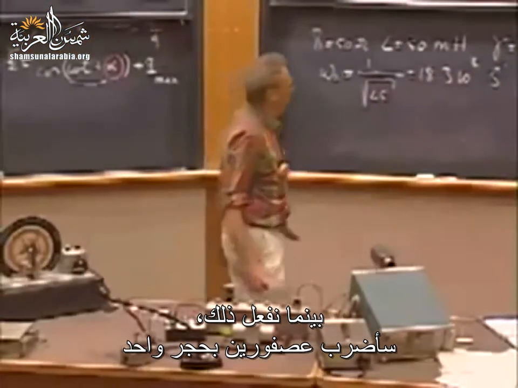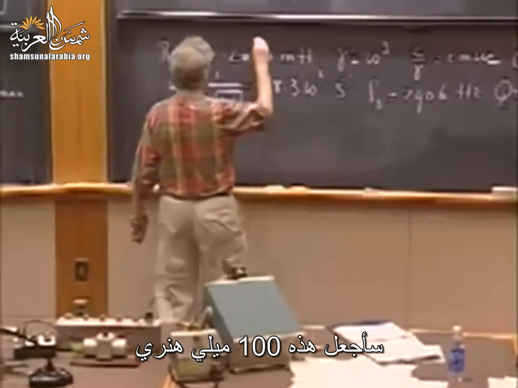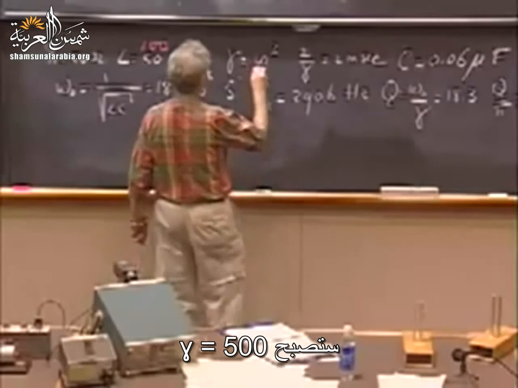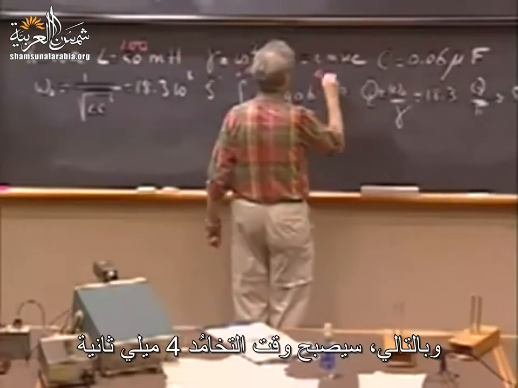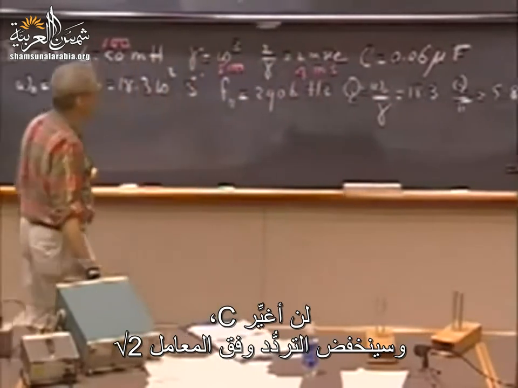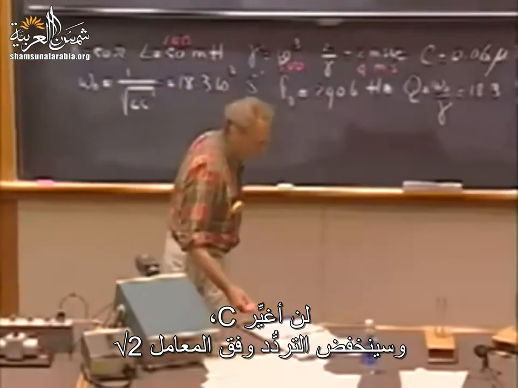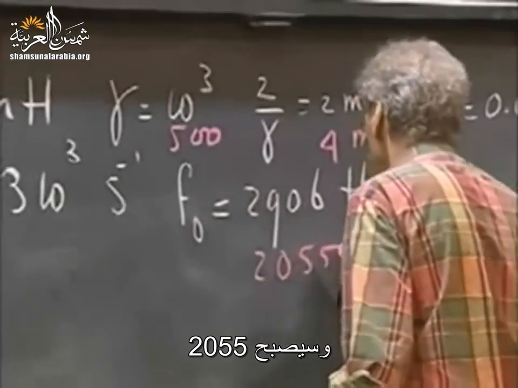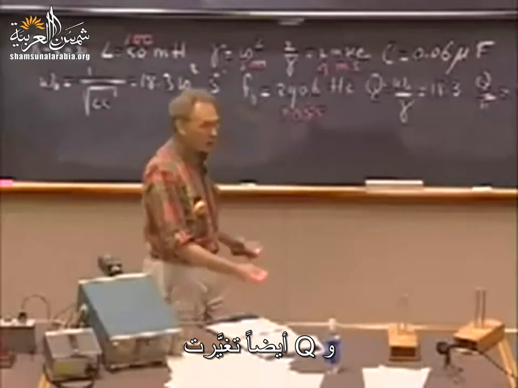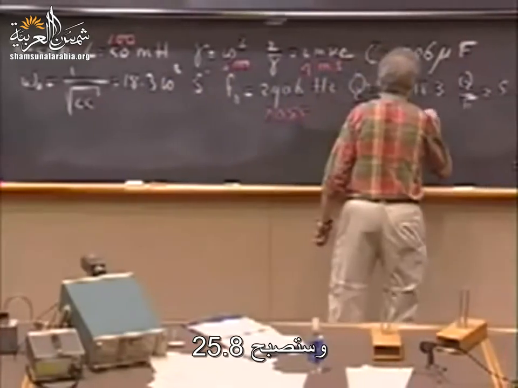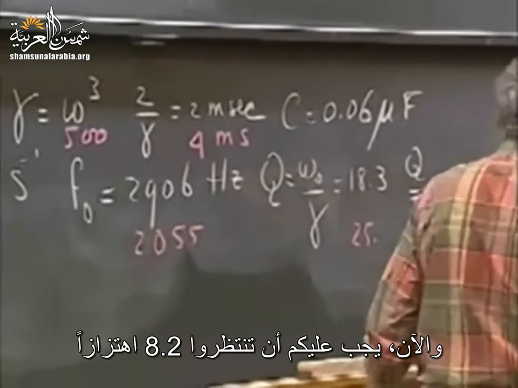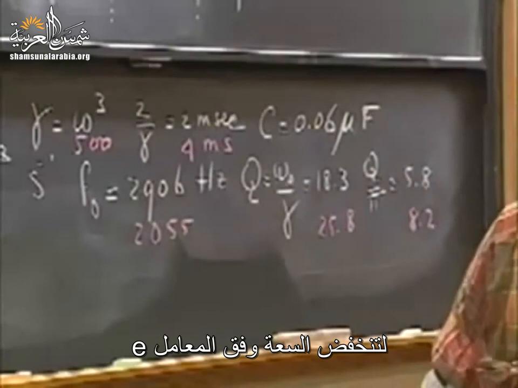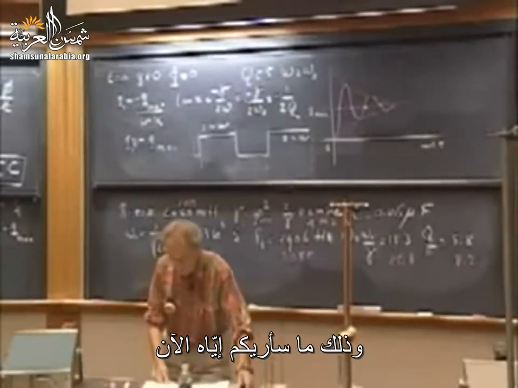However, while we're at it, I'm going to kill 2 birds with 1 stone. I'm then going to make this 100 millihenry a little later, which changes the gamma. The gamma becomes 500. The decay time then becomes 4 milliseconds. I'm not going to change C. So the frequency goes down by the square root of 2. That becomes 2055. And now the Q also changes. The Q goes up by a factor square root of 2, becomes 25.8. And now you have to wait about 8.2 oscillations for the amplitude to go down by a factor of E. And that's what I want to show you now.